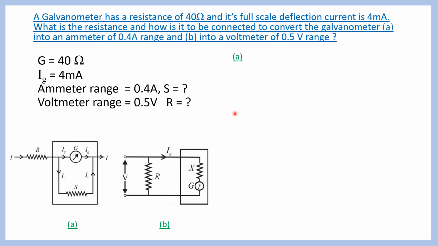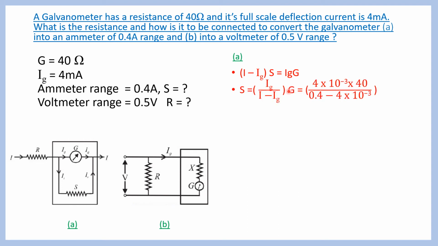So we will use the equation: (I minus Ig) into S is equal to Ig into G, that is, the potential across the galvanometer must be equal to the potential across S. That was the basic thing in the conversion of a galvanometer to a voltmeter or to an ammeter. So it will be (I minus Ig) into S is equal to Ig into G. Solving that, we are given the value of Ig, you know the value of I, that is 0.4 ampere, and you know the value of capital G.